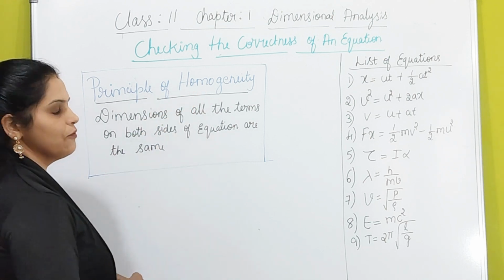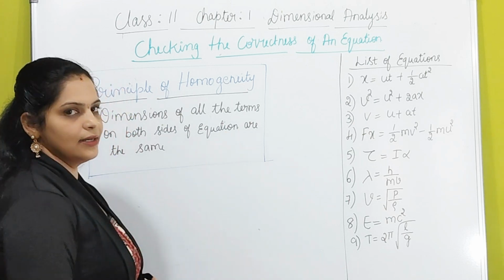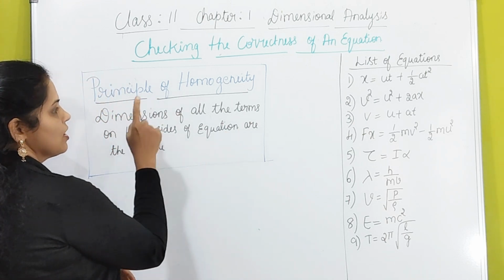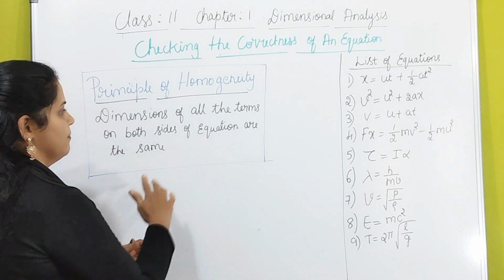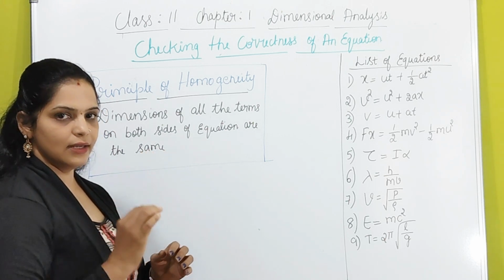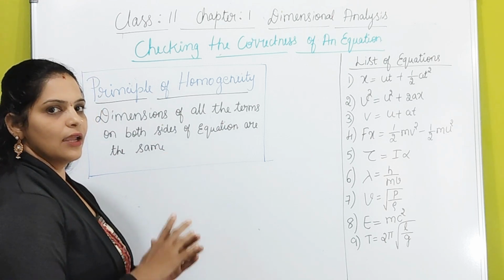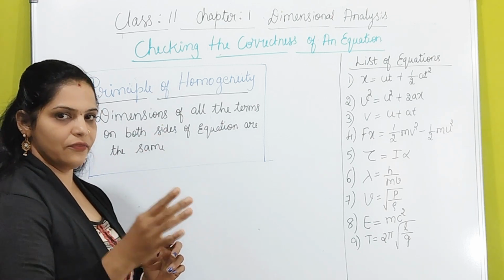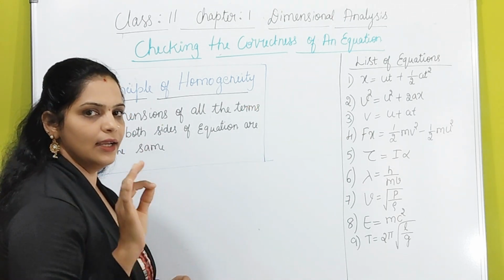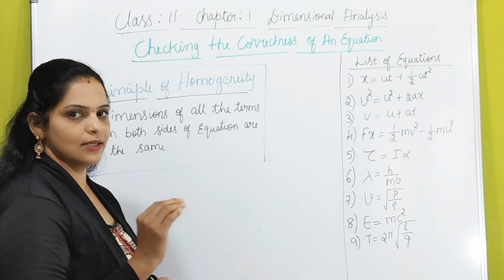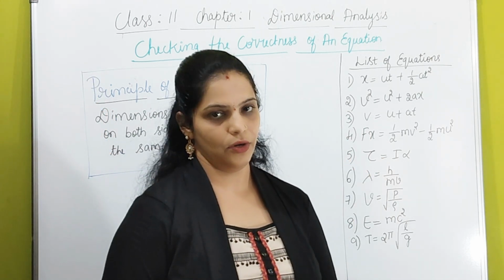According to this principle of homogeneity, if the given equation is dimensionally correct, the dimensions of all the terms occurring on both sides of the equation should be the same. So when we calculate the dimension on both sides of the equation, it must be the same. If the dimensions on both sides of the equation are the same, then that equation is said to be dimensionally correct. Is it clear? Now let us check whether these equations are dimensionally correct or not.